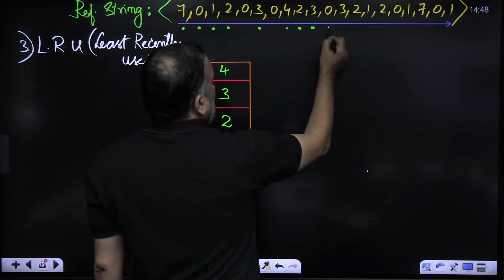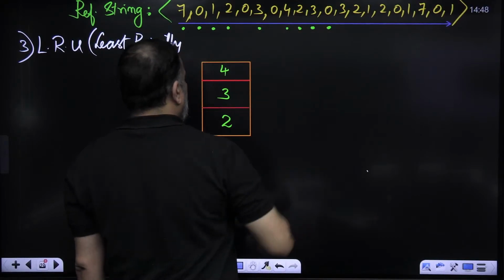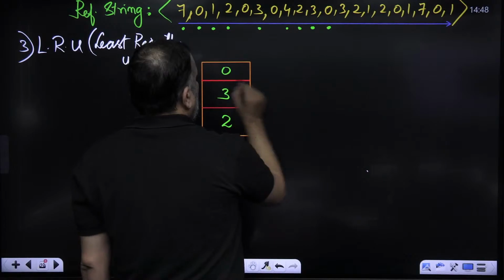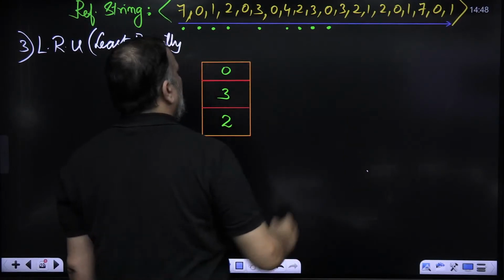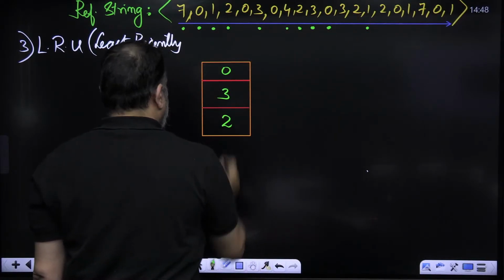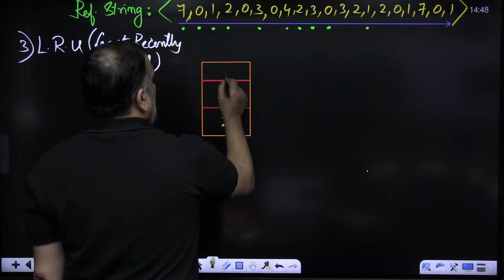0 will cause a fault. 3, 2, 4. 4 is at the end. So in place of 4, we are going to bring 0. 3 and 2 both are present in memory, no page fault. 1 will cause a fault. Who is the victim for 1? 2, 3, 0. 0 is at the end. So in place of 0, we are going to bring 1.